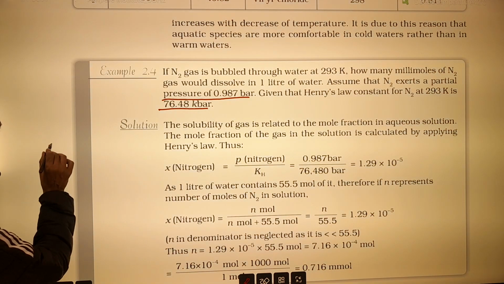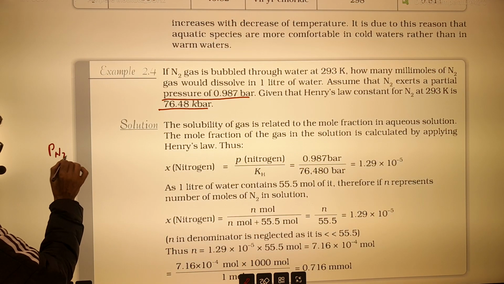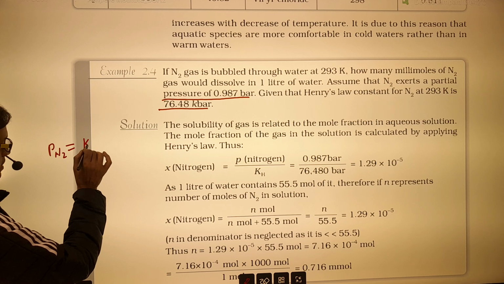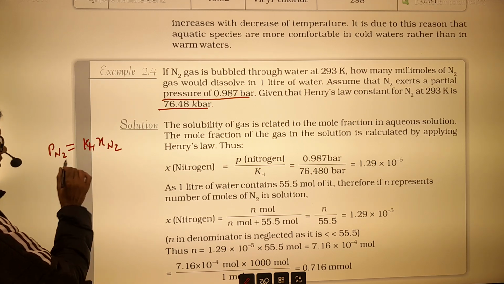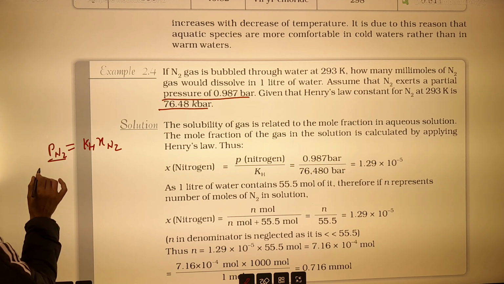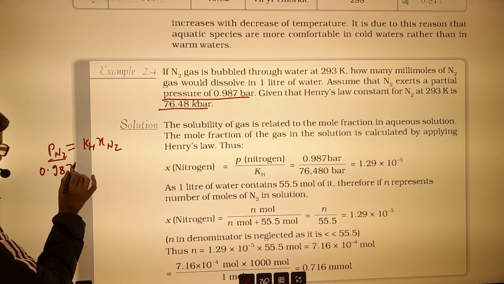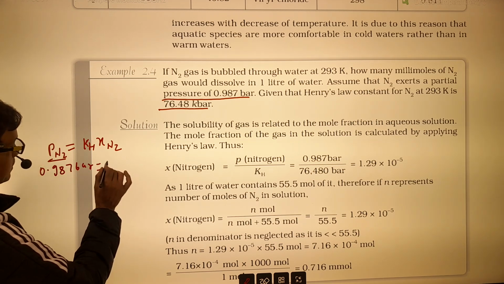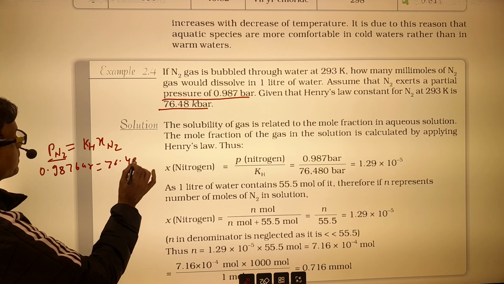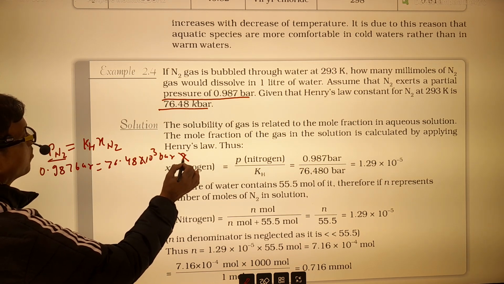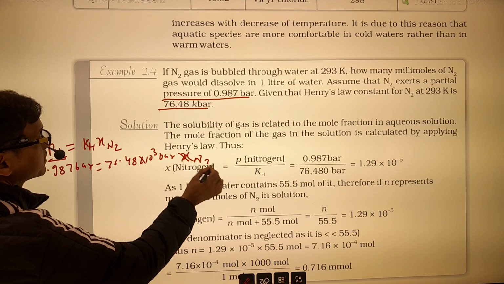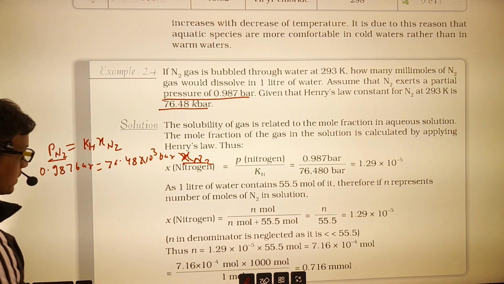You know Henry's law: the partial pressure of nitrogen equals Henry's constant for nitrogen times the mole fraction of nitrogen. Here it is given as 0.987 bar, and KH has been given as 76.48 kilobar, so 10 power 3 bar, into the mole fraction of nitrogen. So the mole fraction of nitrogen you can calculate.